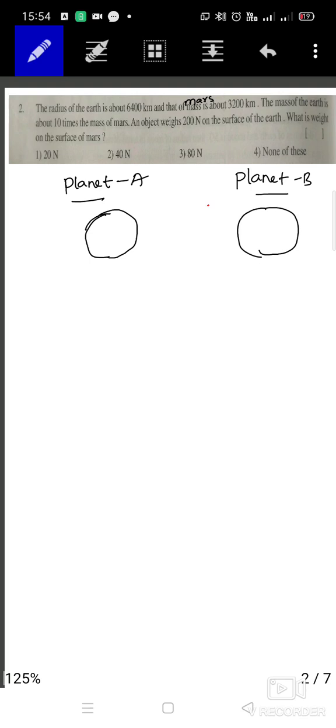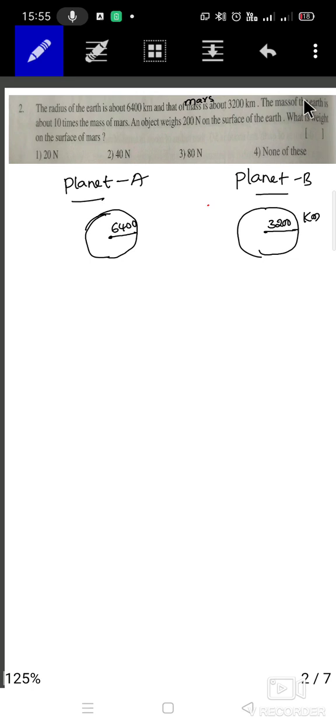See here, there is one more problem. The radius of the earth is about 6400 kilometers, and that of Mars, another planet, is about 3200 kilometers. That means there are two planets: one planet is earth, another one is Mars. The radius of the earth is 6400 kilometers, and the radius of Mars is around 3200, which is half of the radius of the earth. They gave two planets: Earth is one planet, planet B is Mars.